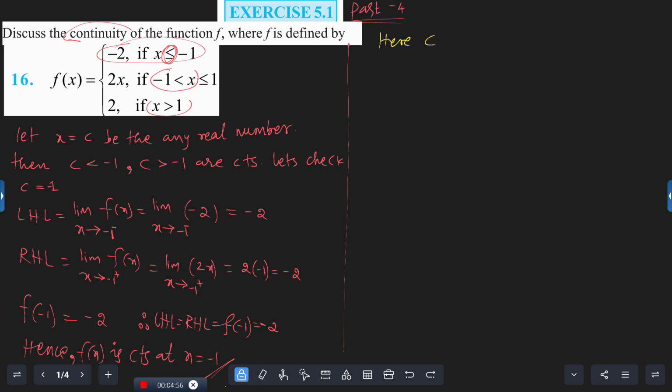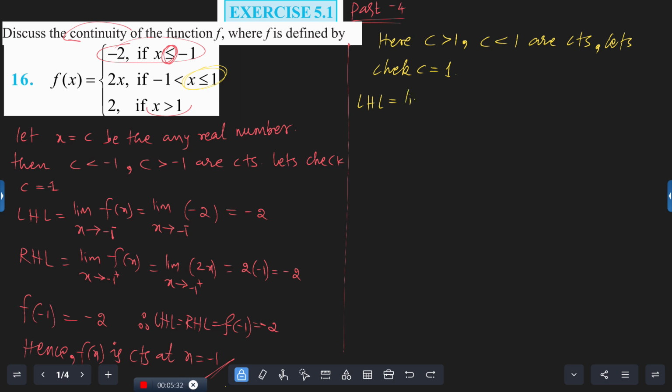Here c greater than 1 and c less than 1 are continuous. Okay, continuous. Let's take c equal to plus 1. For c equal to plus 1 we are checking here. First, the left hand limit of plus 1. Left hand limit of plus 1 means plus 1 and below, so here we have 2x.